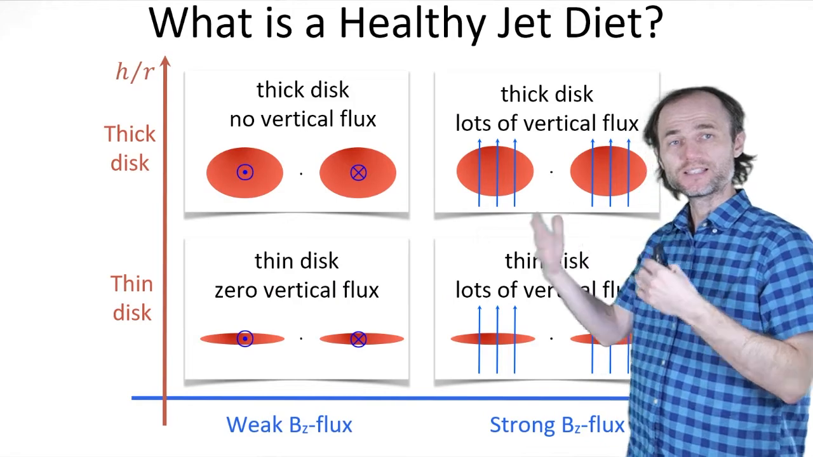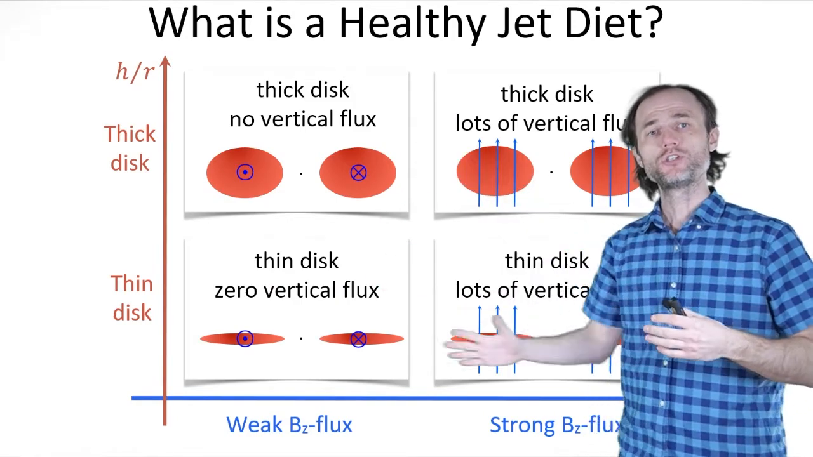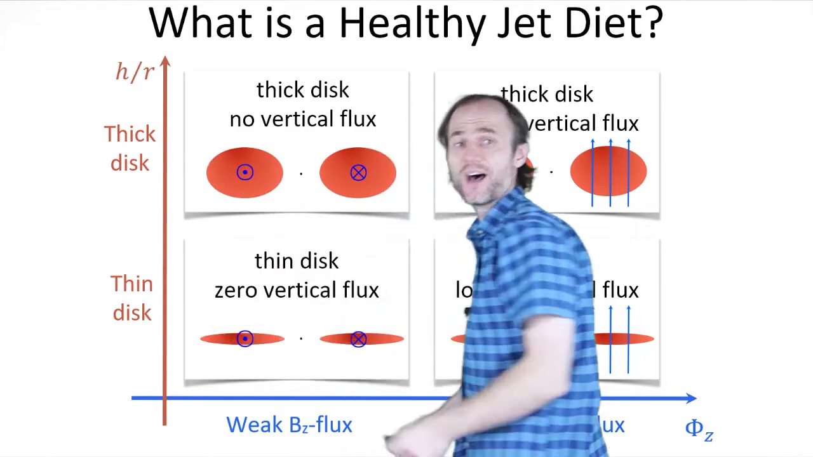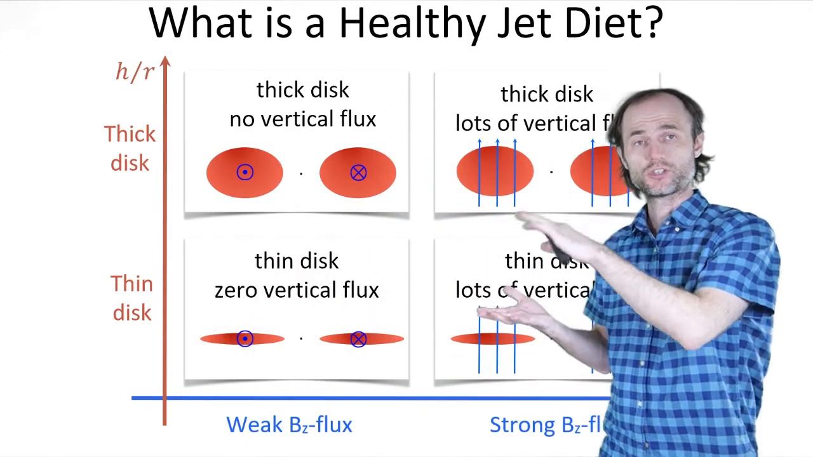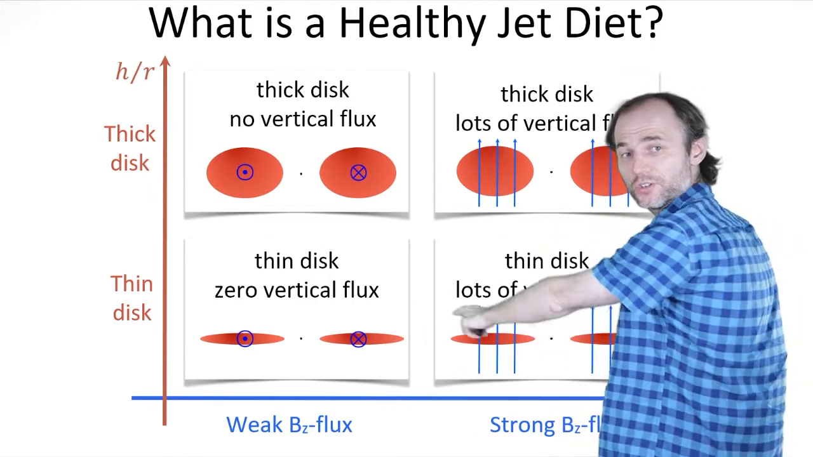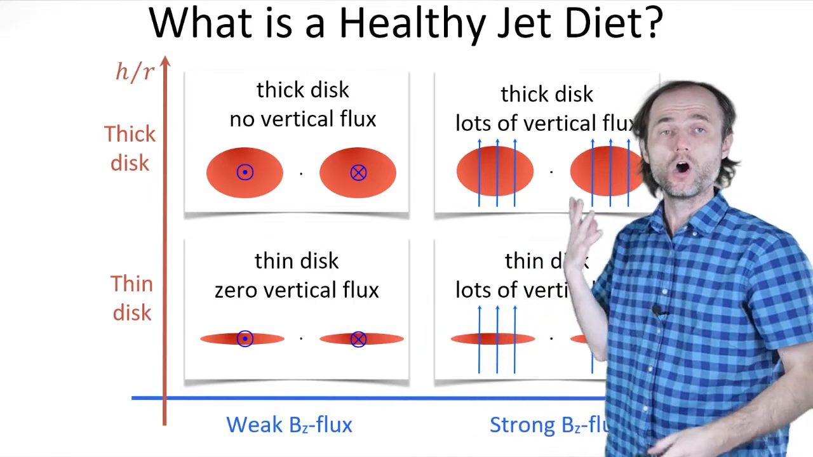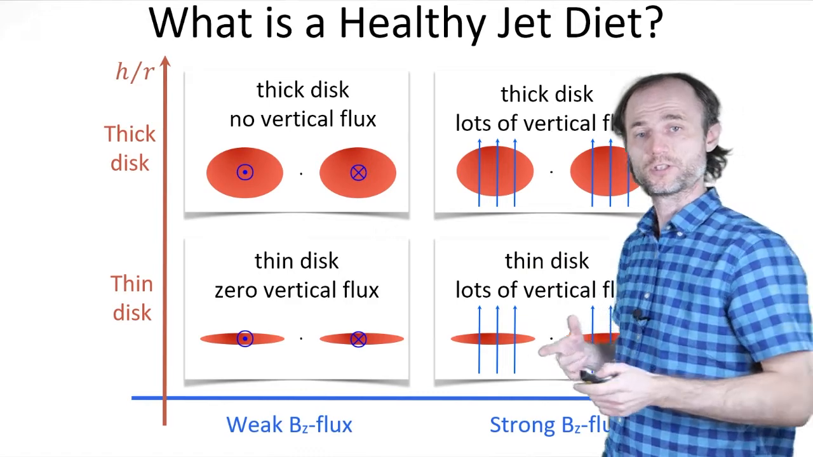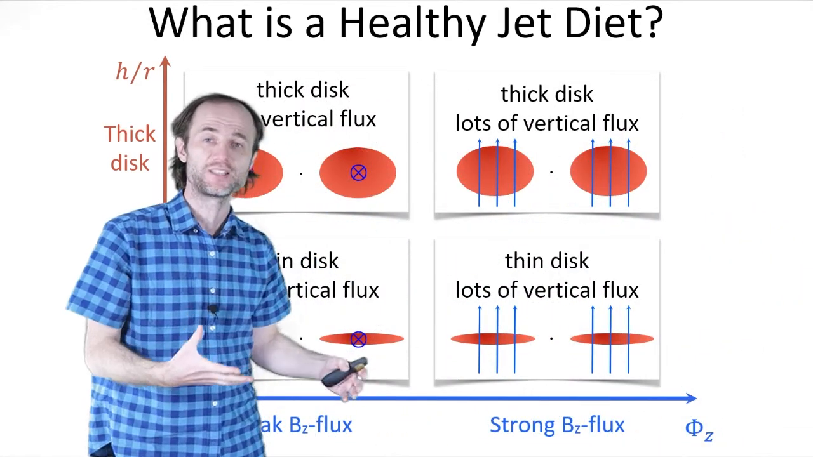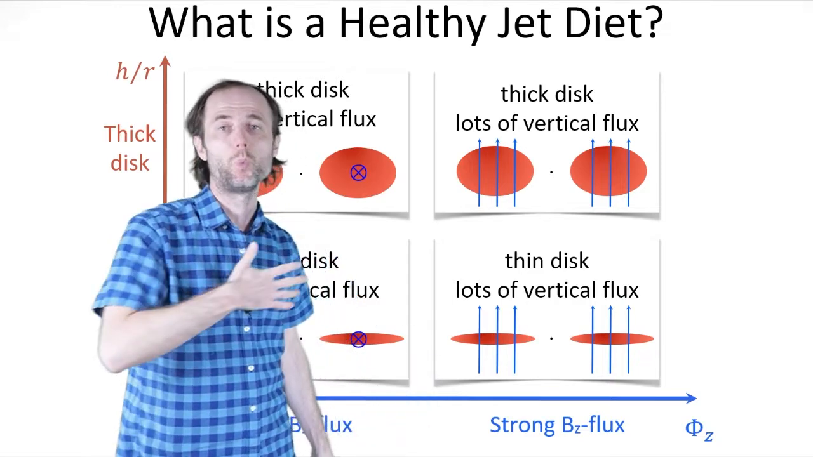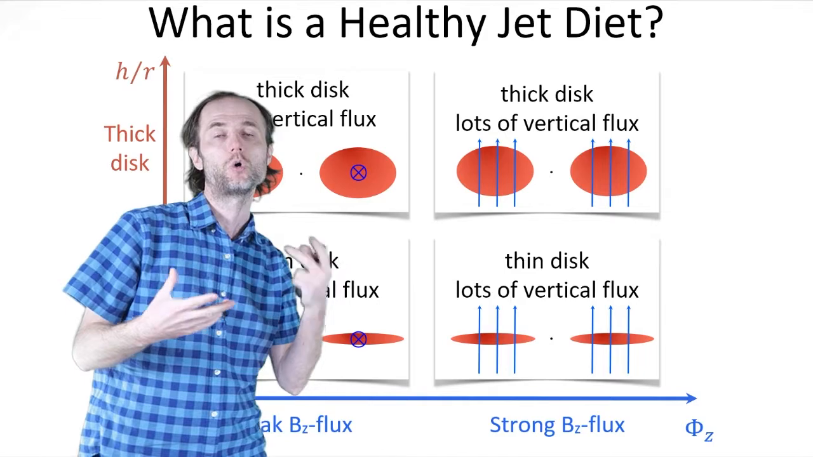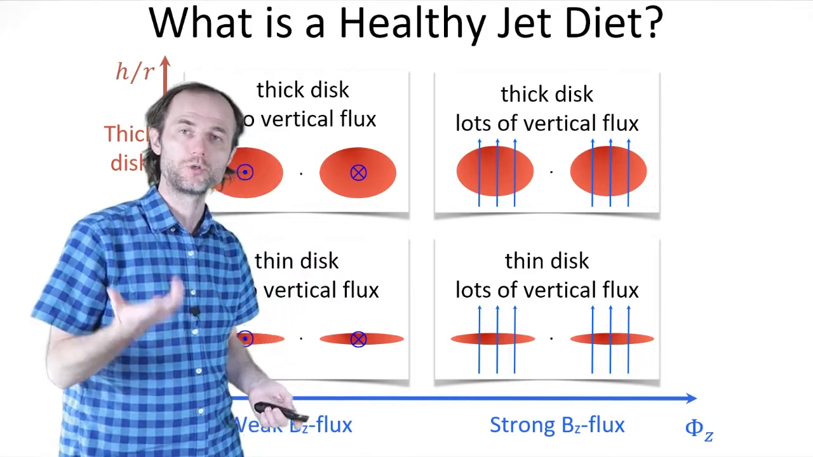I will be classifying the jets on this two-dimensional playground. The vertical axis is the thickness of the accretion disk. Thicker disks are there, thinner disks are over here. And the horizontal axis is the strength of the vertical magnetic field. If there is a lot of magnetic field, it will be easier to make jets. If there is none, we expect the jets won't be there because it is the vertical magnetic field that the black hole needs in order to produce the jets.